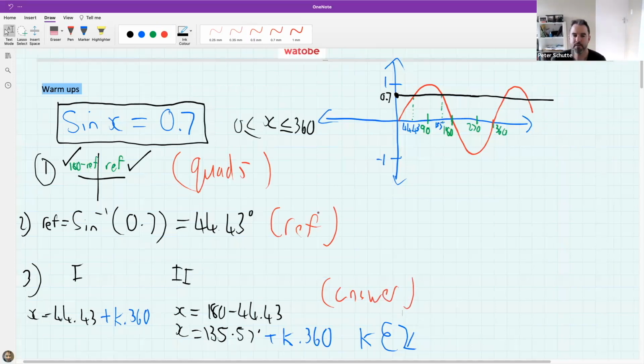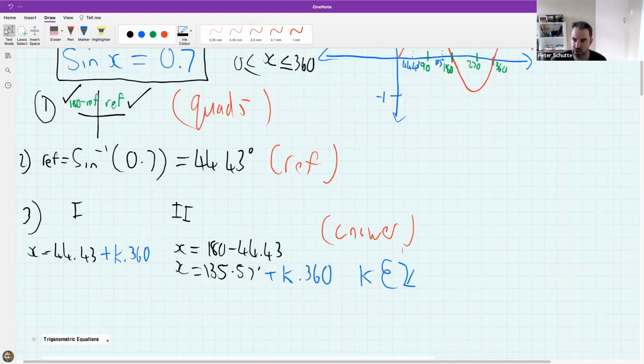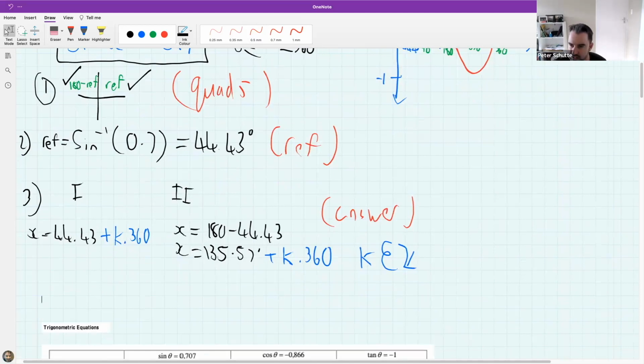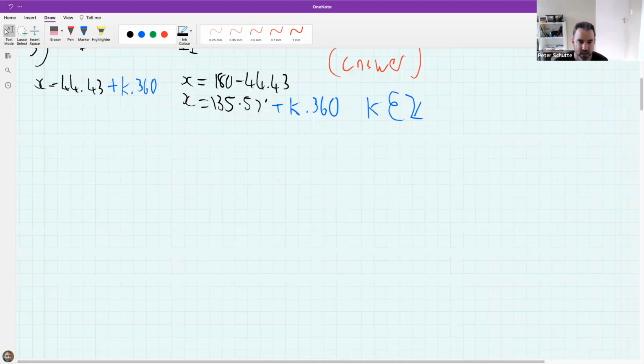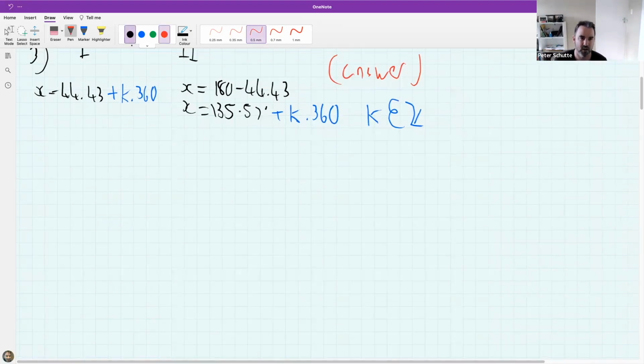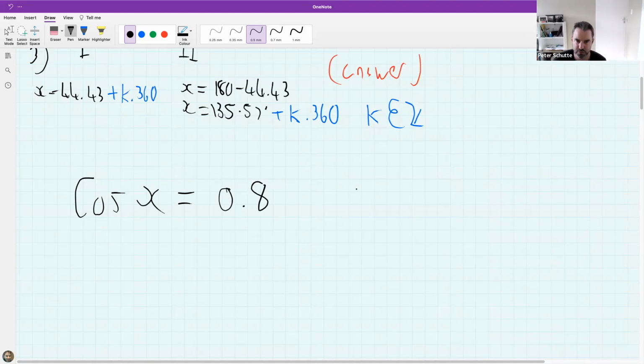Okay. Now, what I think we need is another question to just help us get this. The good news is once you get it, it is easy peasy. So I'm going to make another question for you. I'm going to say, solve the trig equation when the cos of x equals 0.8. And I want you to find me the general solution.